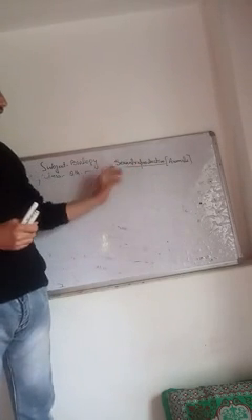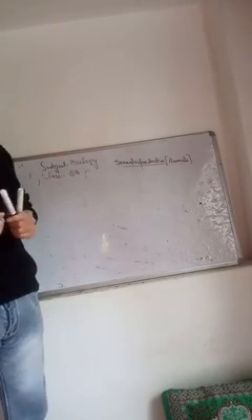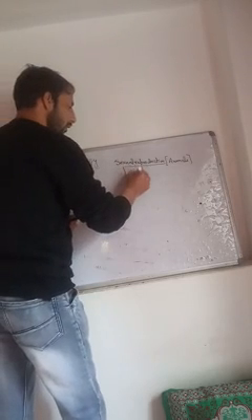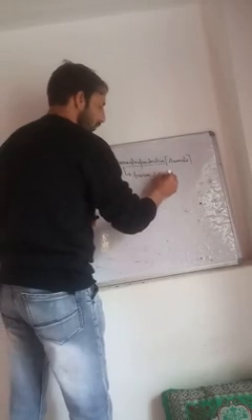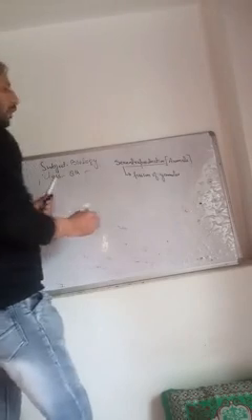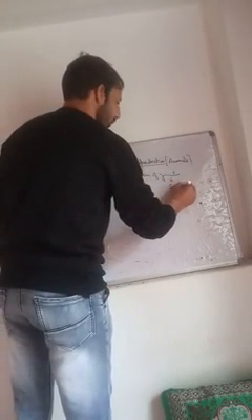Sexual reproduction is a type of reproduction in which new organisms are generated by the fusion of gametes. Here the new organisms are generated by the fusion of gametes. नए organism जो generate होते हैं by fusion of gametes. और इन gametes को sex cells भी कहते हैं. Sex cells.